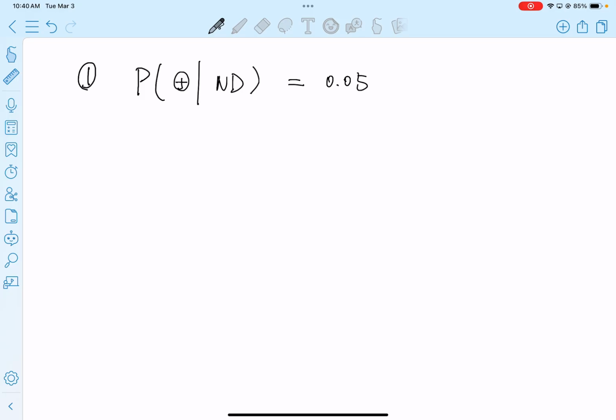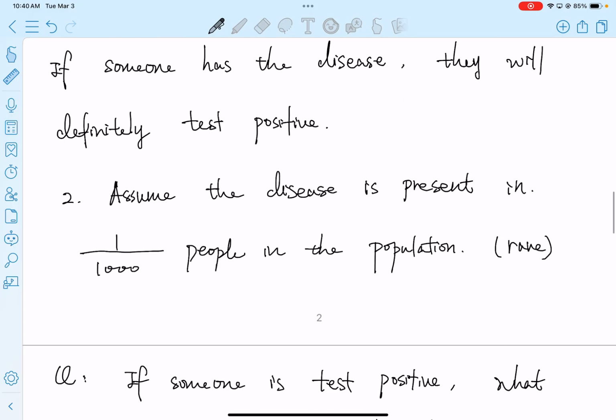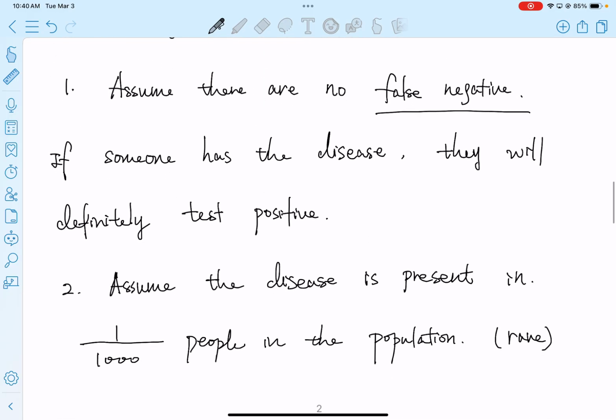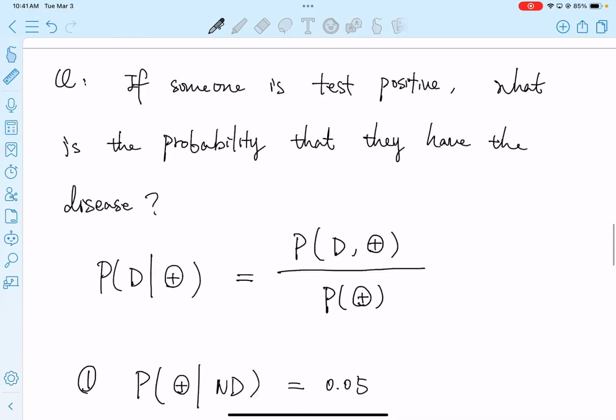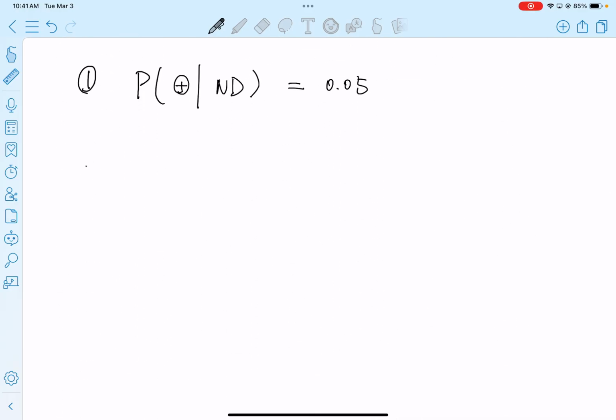Okay. Now let's take a look at the second piece of information that we can get here. Here we said that there's no false negative. That means if someone has the disease, they will always test positive. Let's write that down in mathematical language. The second piece of information is the probability of plus conditional on having the disease. This is equal to 1, or 100%.